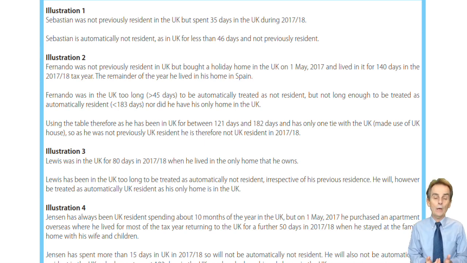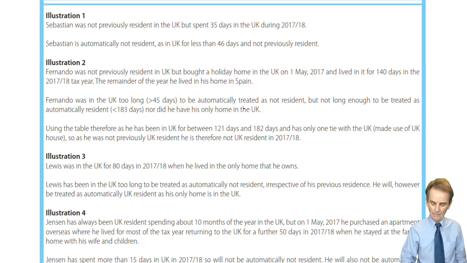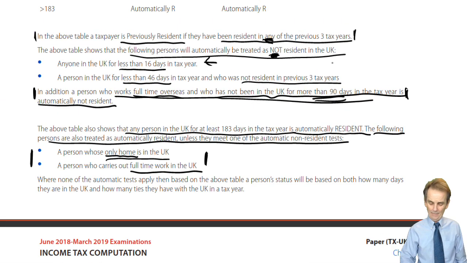If we don't qualify as automatically not UK resident, we then have to check, are we automatically UK resident? If so, again, that satisfies it, you are resident. But if you're neither automatically not UK resident or automatically UK resident, it is then about, again, based on were you or were you not previously resident in the UK in any of the previous 3 years, how many ties do you have with the UK, and how many days have you spent in the UK? And then we read it off that table there.